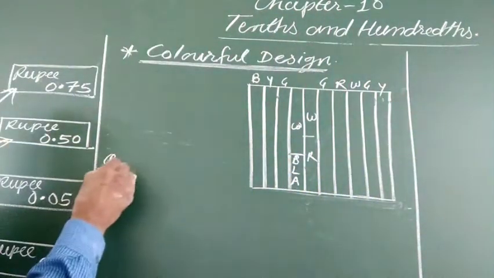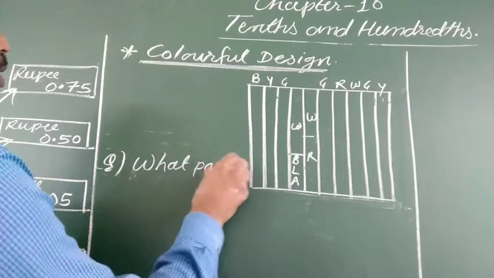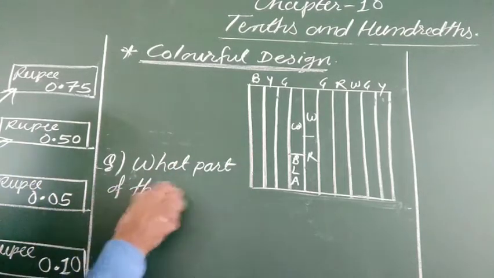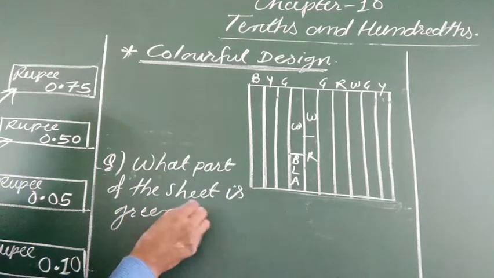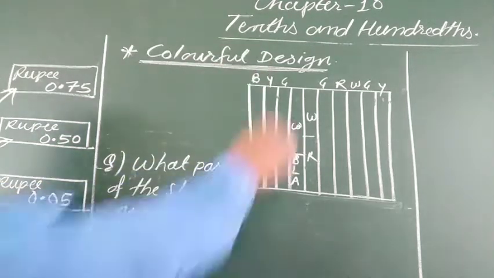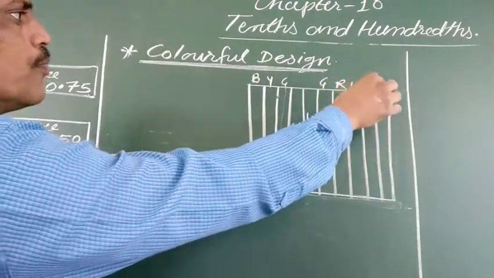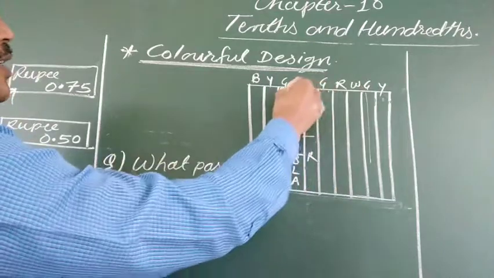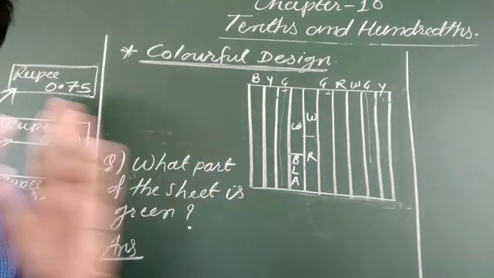A question is here: what part of the seed is green? See the question. What part of the seed is green? Let's see. What part of the seed is green? See this picture and tell me. So this one, you see, this one comes 1, then 2, and this one is 3. These 3 parts are there. But our answer is not 3, beta. 3 will not be our answer here.